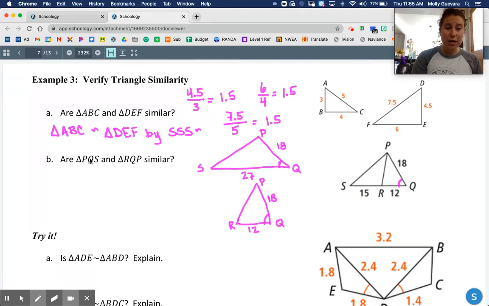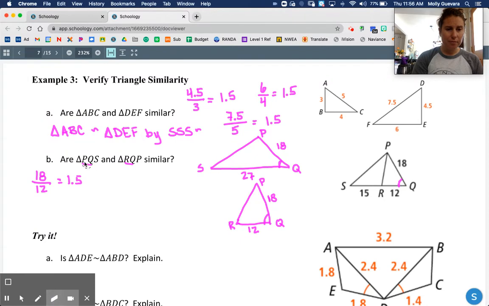So this is where I use, again, the order. Sides PQ and RQ are the two sides that correspond. So RQ, and the order doesn't matter. So PQ is 18 over RQ is 12. So 18 divided by 12 is 1.5.